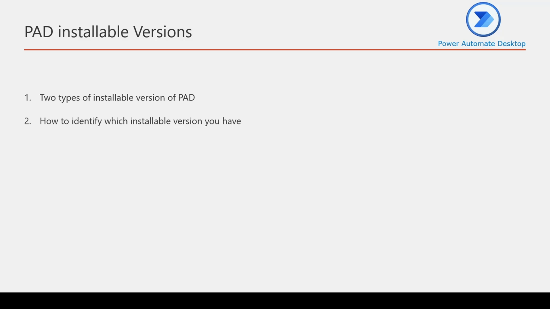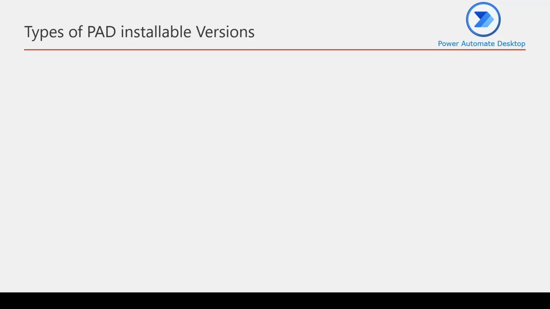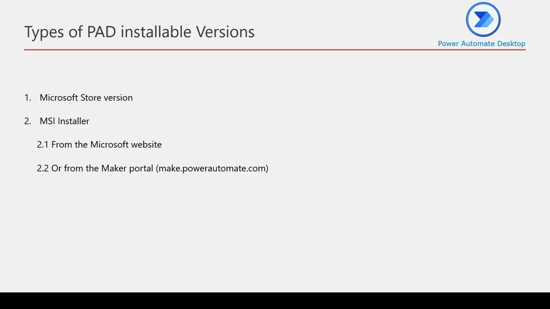How to identify which installable version you have on your machine, understanding these different versions, and choosing the right version as per your requirements. So starting with the types of PAD installable versions, the versions you need to know are one is the Microsoft Store version, whereas another is the MSI installer version. The MSI installer can be the one installed from the Microsoft website or from the maker portal, that is make.powerautomate.com. So the two versions of installation you need to know are the MSI installer and the Microsoft Store version.